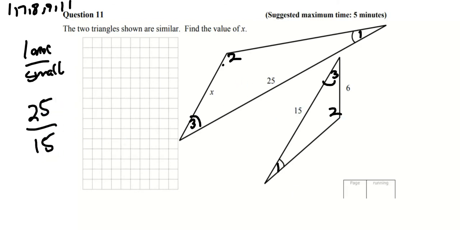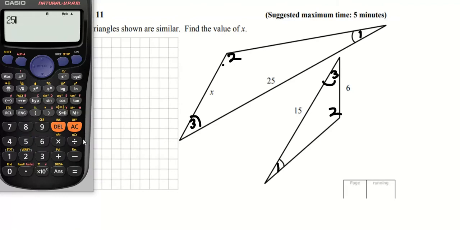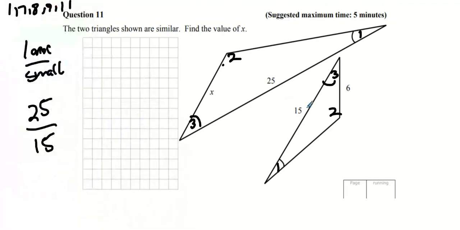So this means that for this triangle, if you divide 25 divided by 15, it's 5 over 3 times bigger. So if you multiply the small triangle by 5 over 3, each length multiplied by 5 over 3, you turn it into the large triangle. So this means we can multiply 6 by 5 over 3, and what it will do is turn it into x.